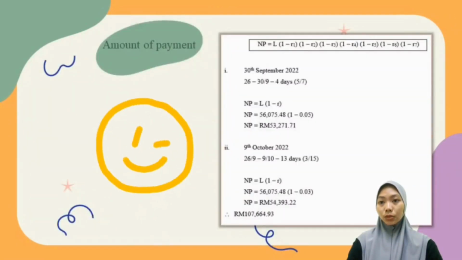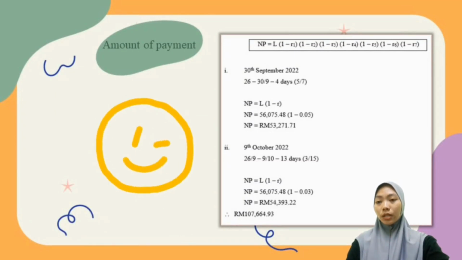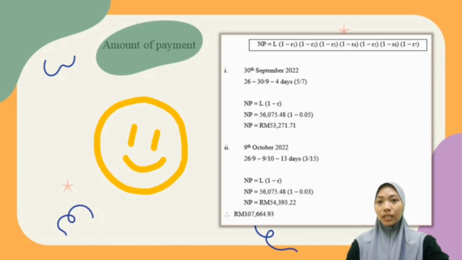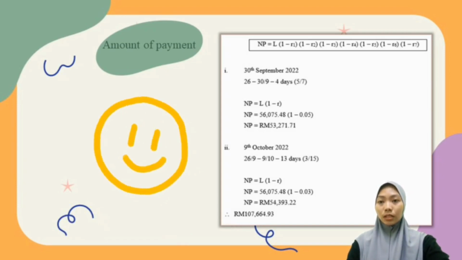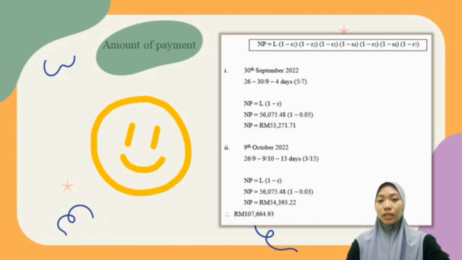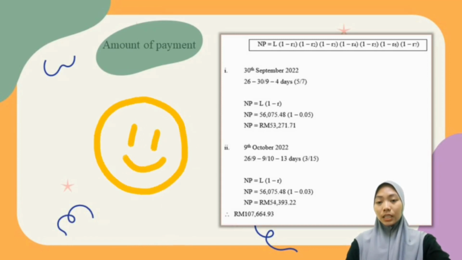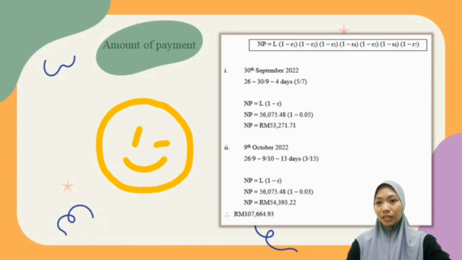In this slide, we show the amount of the payment. The formula for NP is L times (1 minus R1), (1 minus R2), (1 minus R3), (1 minus R4), (1 minus R5), (1 minus R6), and (1 minus R7). If the company paid the invoice on 30 September 2022 and 9 October 2022, then the company has 4 and 13 days after the date of the invoice, which is within the discount period. The buyer was entitled to 5% and 3% cash discount respectively.